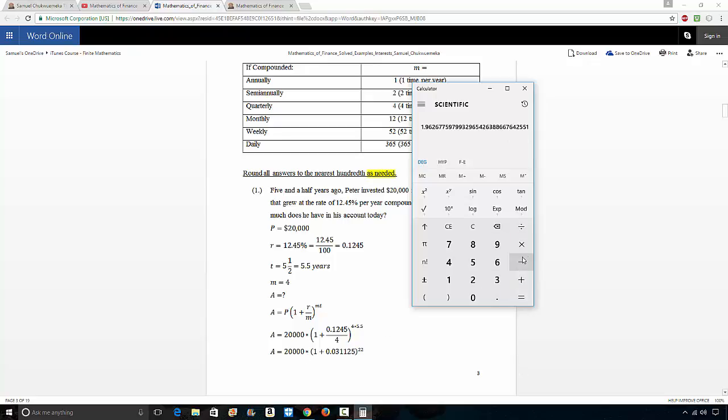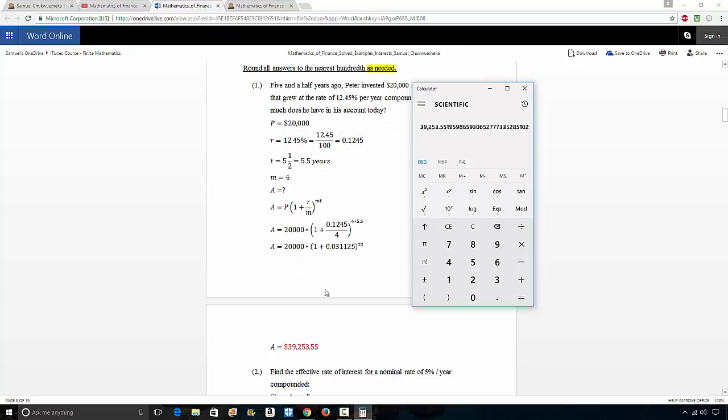And then I do times 20,000 equal to. And that gives me this answer, $39,253.55. Because this is money, dollars and cents, you have to round it to 2 decimal places.